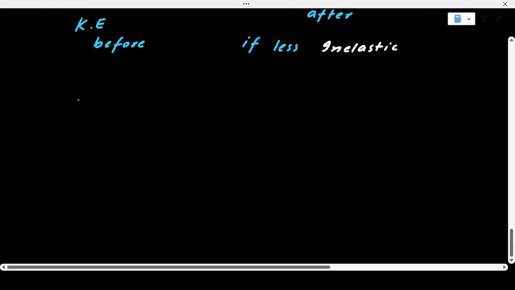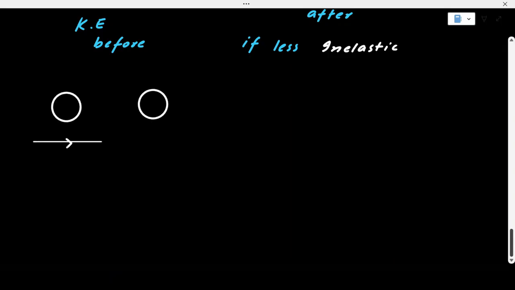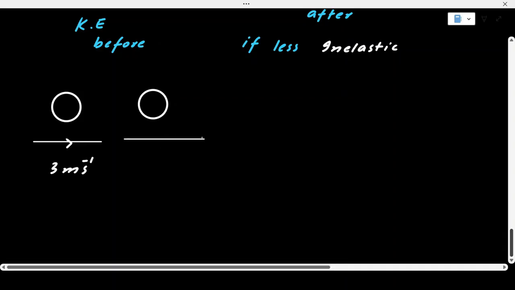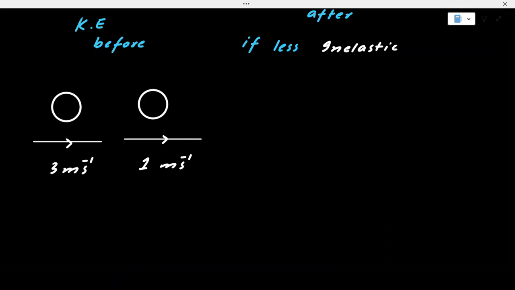Now what is relative speed of approach and relative speed of separation? The first one is moving to the right side with a speed of 3 meter per second. The second object is moving with a speed of 1 meter per second. Can the first object chase the second object? In this case, yes, because the first object is moving faster. So the first object can definitely chase the second one.